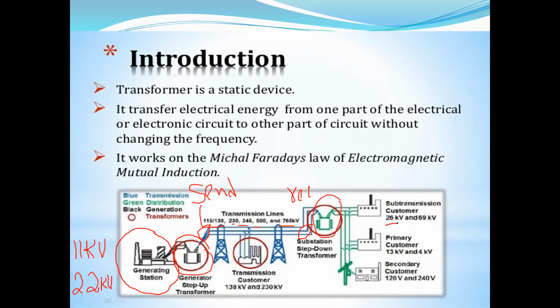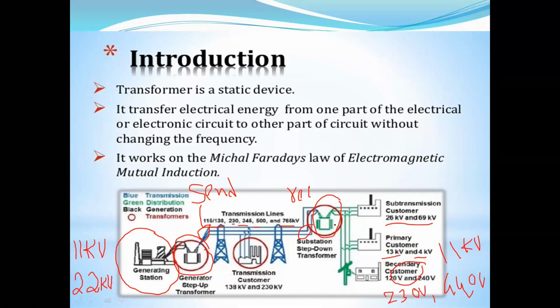Distribution values are, for example, 26 kV, 69 kV, 13 kV or 4 kV, though some of these do not exist in India. In India the voltage is 11 kV, 440 volts or 230 volts. 230 volts is for single phase supply and 440 volts is for three phase supply. So we reduce the voltage levels to the customers' usable values.